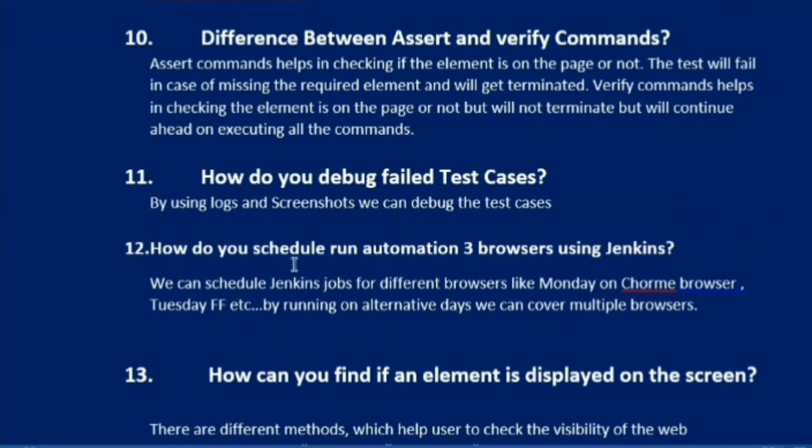Next question is, how do you schedule automation to run on three browsers using Jenkins? We can schedule Jenkins jobs for different browsers, like Monday on Chrome browser, Tuesday Firefox browser, Wednesday Safari browser. So like this, we can schedule multiple browsers in Jenkins. By running on alternate days, we can cover multiple browsers.